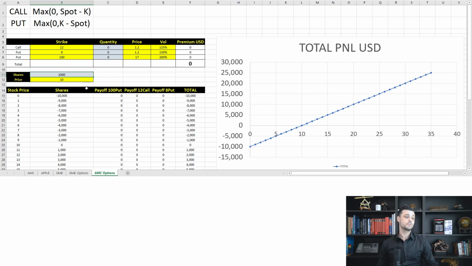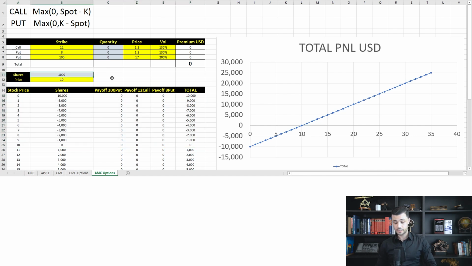Now, what I want to show you guys is that you can actually get the same kind of performance for lower risk. What is your risk here? Your risk is that on the downside, you can lose 10,000 US dollars if AMC goes to 0. I know stocks don't go to 0, it's just theoretical. You can lose 10,000, you can make 20,000.